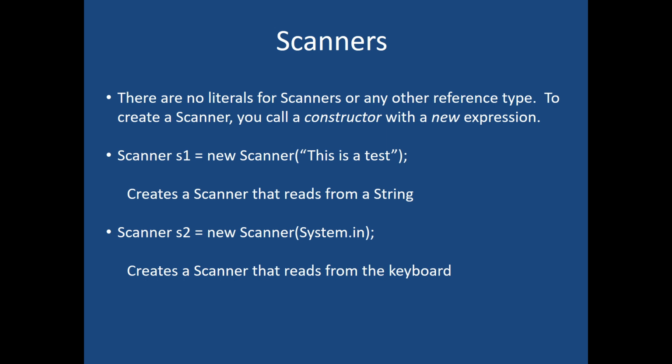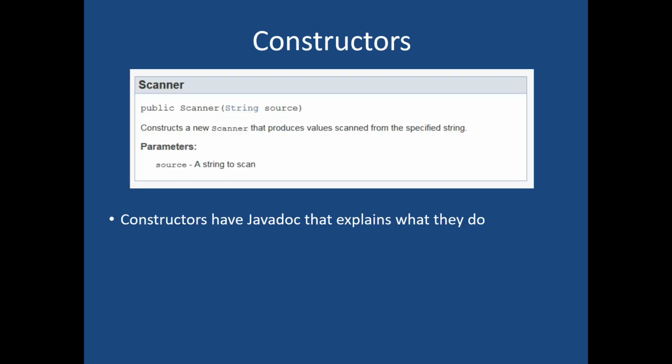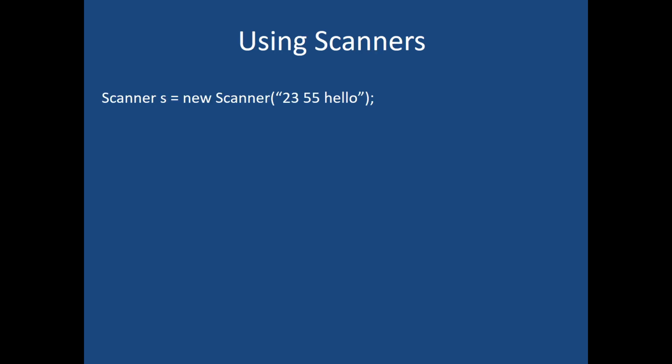So constructors are needed to create objects, except for strings. Strings you can just say double quote. Okay, so let's look at how you use scanners. I'm creating a scanner that's going to read its text from that string right there.